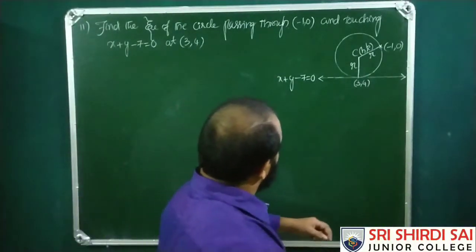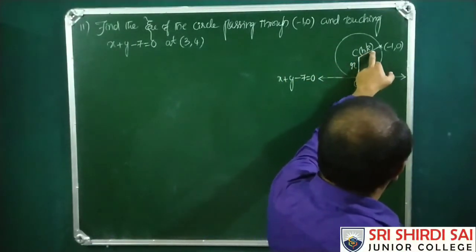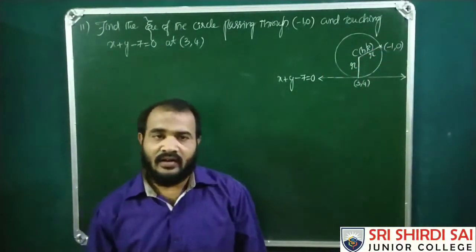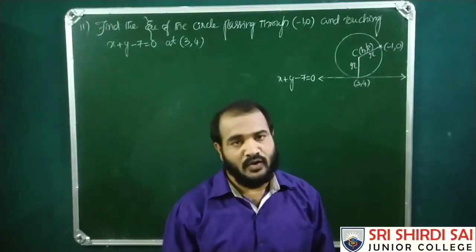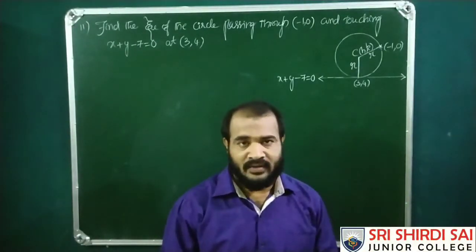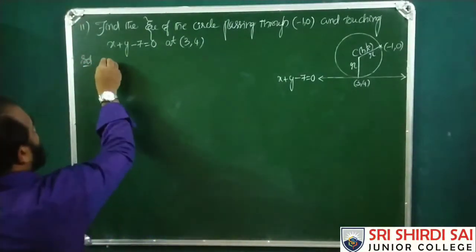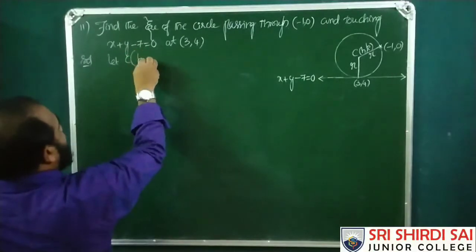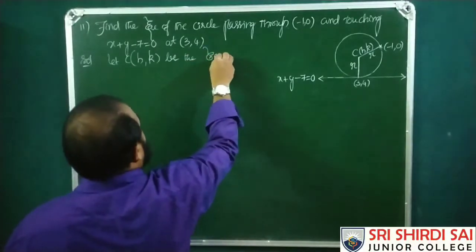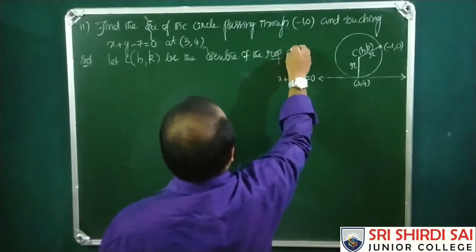So to obtain the equation of the circle, if we find h comma k, the center of the circle, and radius r, then what is the equation of the circle? x minus h whole square plus y minus k whole square equals r square. This is the central form when the center of the circle and radius are given. Okay, so let C(h, k) be the center of the required circle.